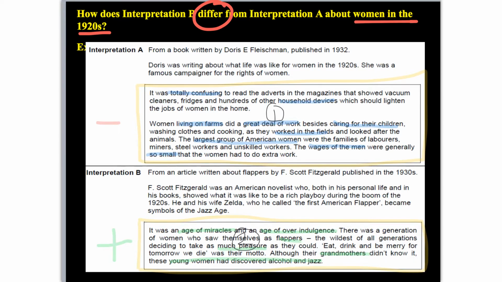If you look at Fleischmann's account in interpretation A, you can see she suggests that the wages of men were generally so small that women had to do extra work. So there you can imply that there wasn't an awful lot of opportunity to get hold of these additional devices that is suggested in the first paragraph. In complete contrast, at the end of Fitzgerald's account, it suggested that young women had the access and therefore the money for the alcohol and the jazz clubs that were available. So there's two differences highlighted which we can then emphasise in our answer.